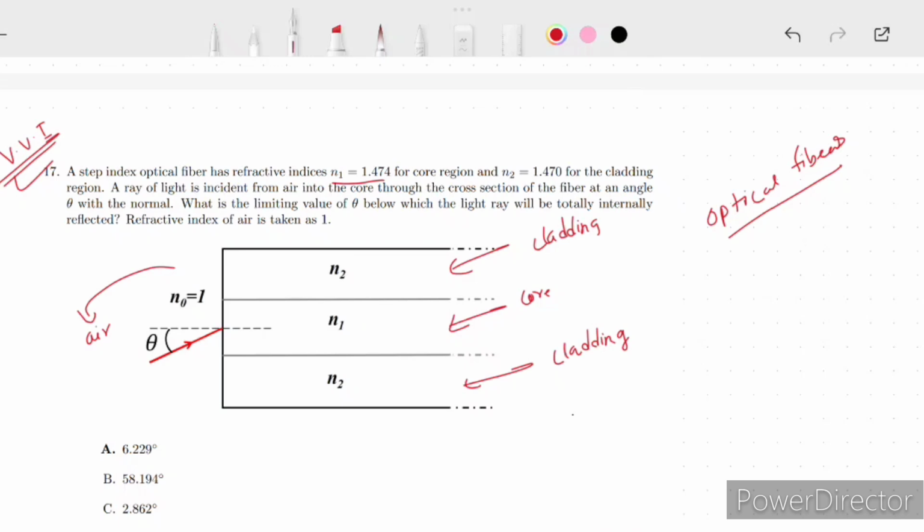at an angle theta with the normal. What is the limiting value of theta below which the light ray will be totally internally reflected? What is the limiting value of theta?